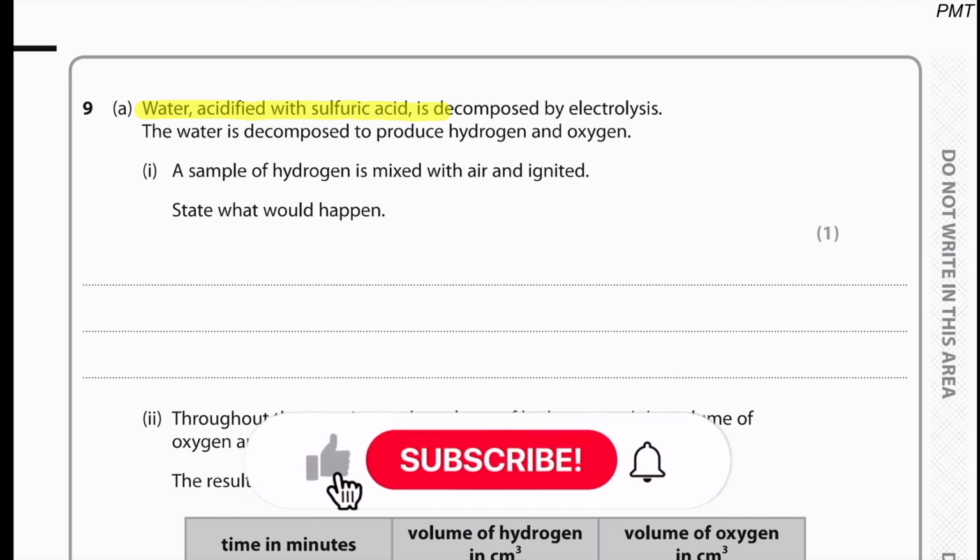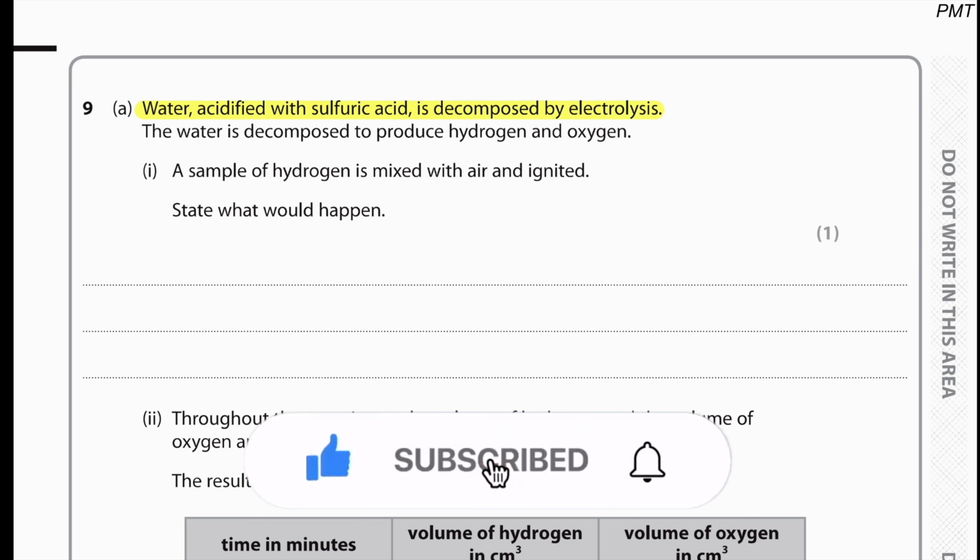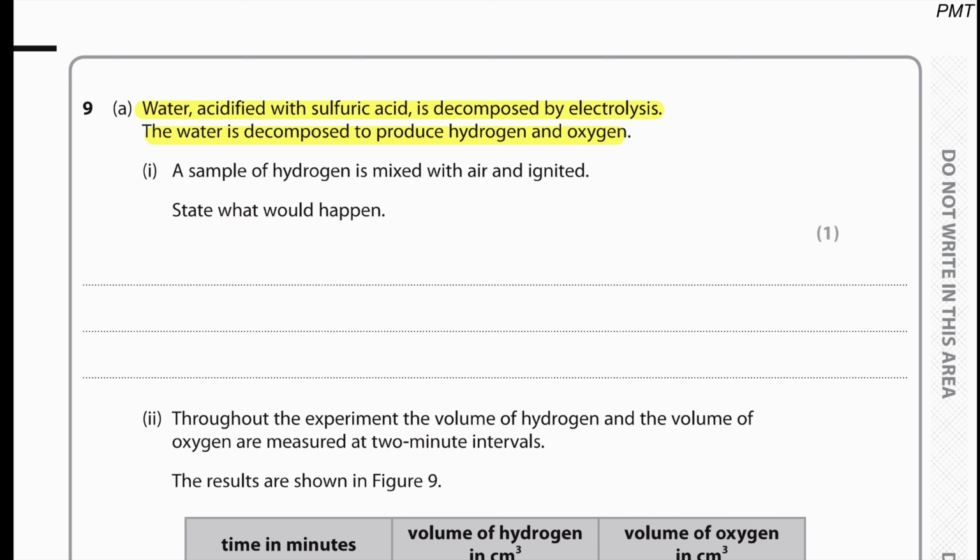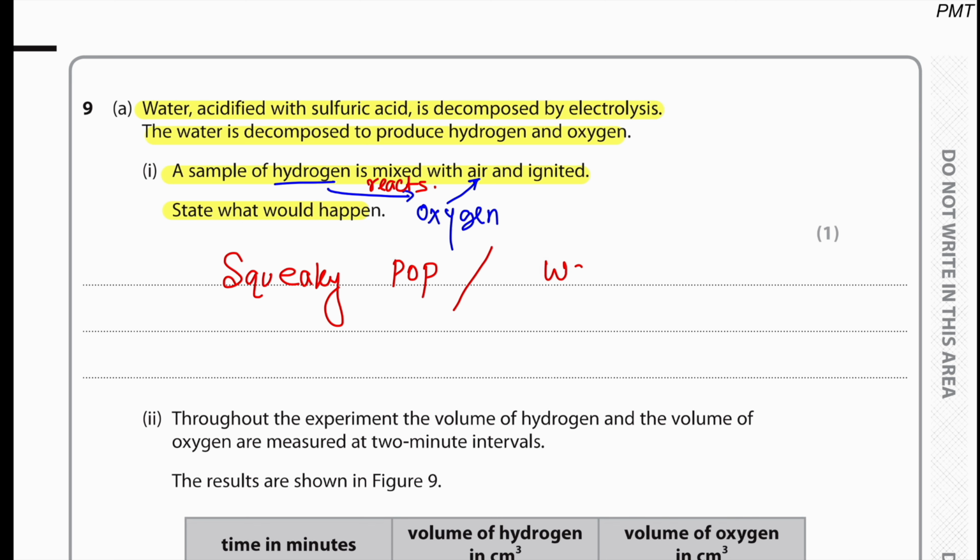Water acidified with sulfuric acid is decomposed by electrolysis. The water is decomposed to produce hydrogen and oxygen. A sample of hydrogen is mixed with air and ignited. State what would happen. Hydrogen reacts very fast with oxygen in the air. So, it will lead to a violent reaction, which we can say squeaky pop, or we can say water forms. Whichever is convenient for you, you should write that one.